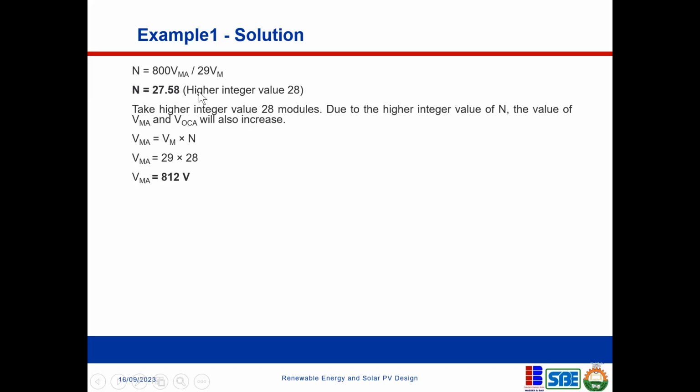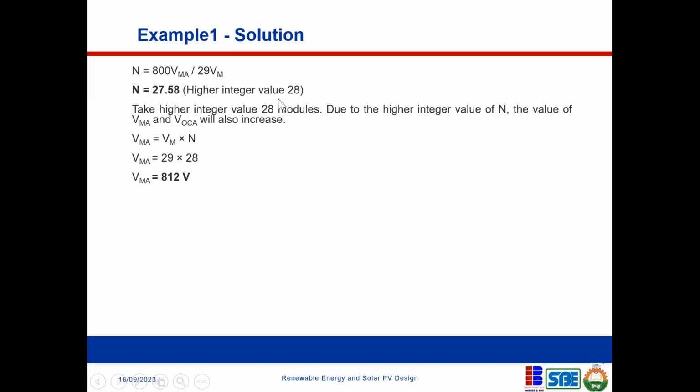27.58. Of course, we have to increase it to a higher integer, which is 28. If we increase it to 28, it's also going to alter the voltage. Remember we are told that it's 800 volts. If we multiply this number of panels by the voltage, that is 29, we are going to have 800. But you cannot have 27.5 PV panels, so we have to increase it to a whole number, which is 28.